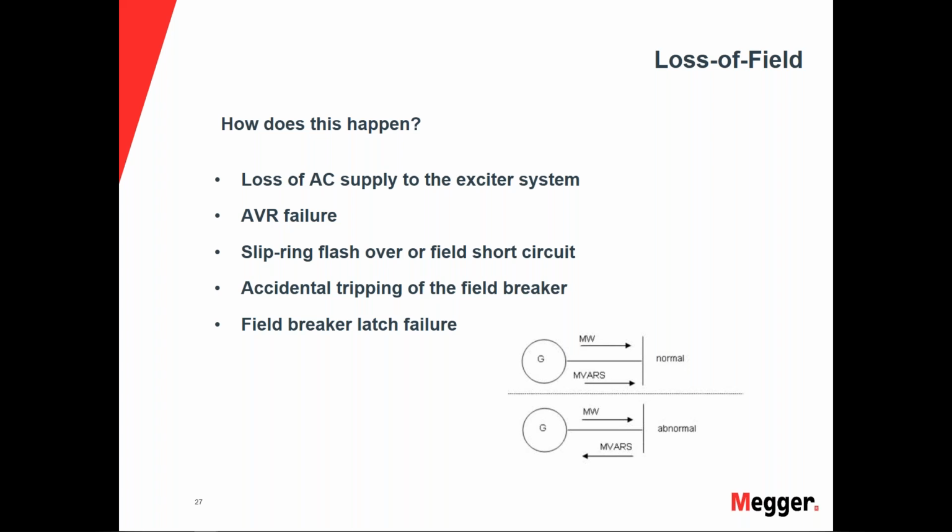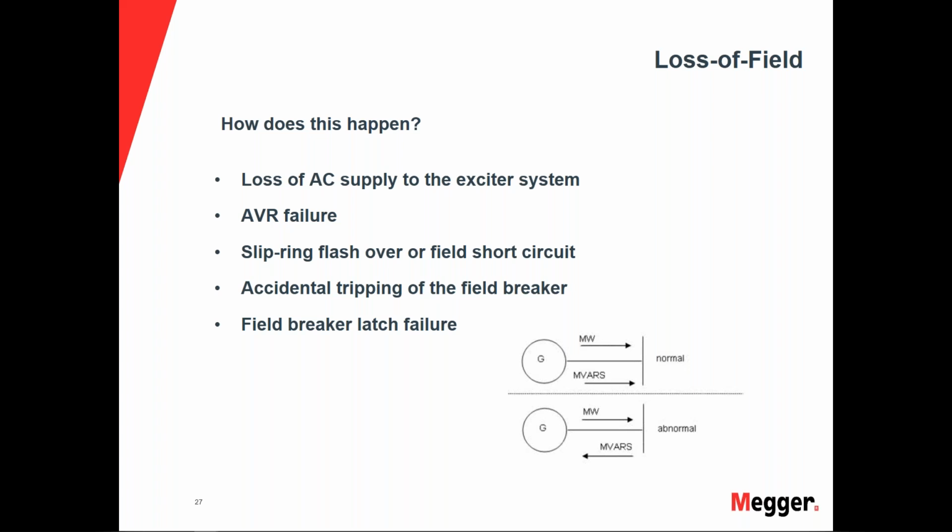We can have loss of field or loss of excitation in multiple ways. One is the loss of AC to the exciter. If we don't have the excitation system in place, then we could actually lose excitation, so now our generator becomes a motor. Another is AVR failure, the automatic voltage regulator failure. If that unit goes down, or the mechanism breaks or malfunctions internally, or if somebody leaves it on manual and doesn't allow it to regulate itself, we could get into a scenario where we have a loss of field operation.